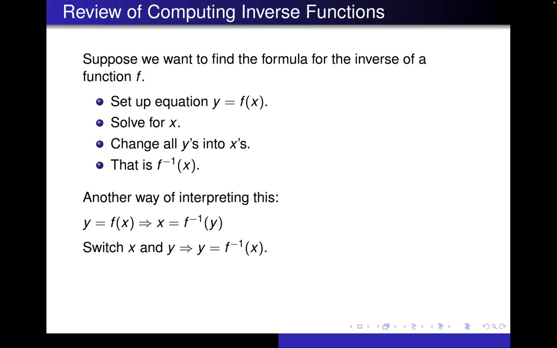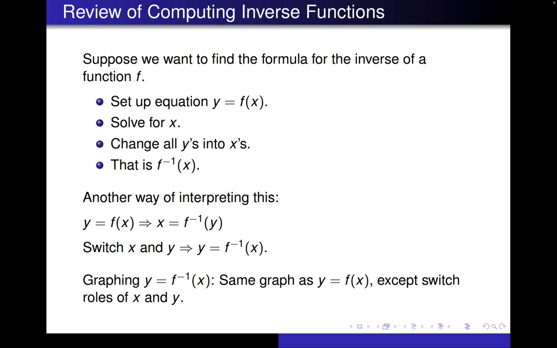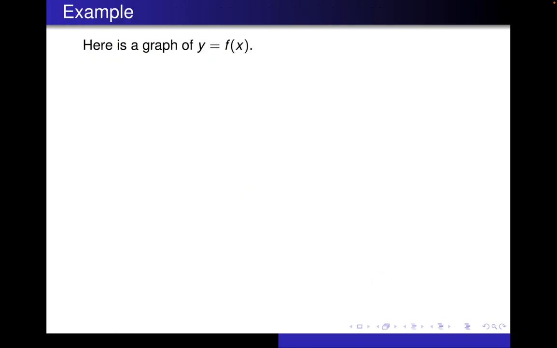Now, if we look at this in terms of the graph, our graph is usually for f, y equals f of x. What this is telling us is if I want to graph y equals f inverse of x, I'm going to go through that same process. It's going to be the same graph as y equals f of x. The only difference is we're switching the roles of x and y. So we take y equals f of x, we solve for x, which is just the same equation in a different form, then we switch our x's and y's to get y equals f inverse of x.